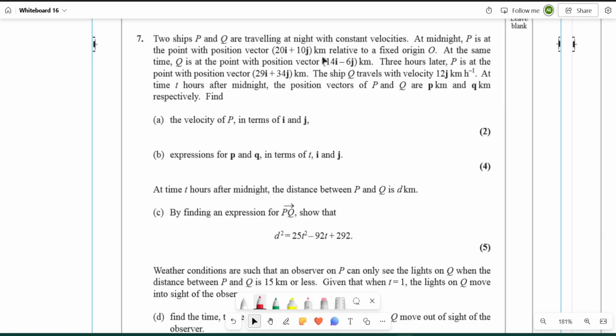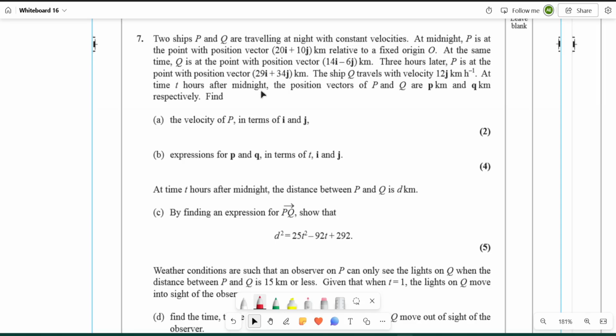Okay, this is what I want you to think about. So the position vector is 20i plus 10j kilometers relative to a fixed origin O. At the same time, Q is at the point with this position vector. 3 hours later, P is at the point with position vector. So after 3 hours, P changes its position because it's having a velocity. This is the final position after 3 hours. The ship Q travels with this velocity.